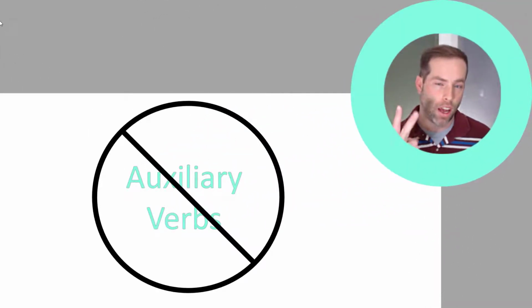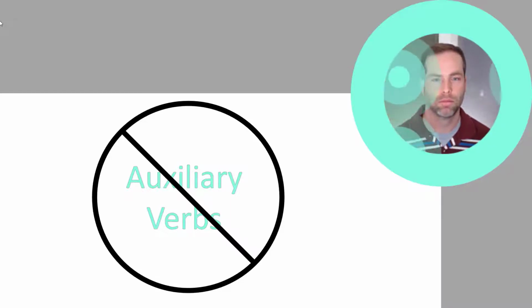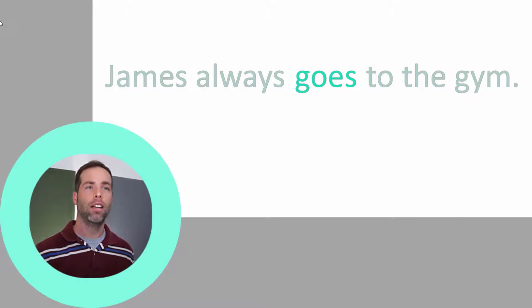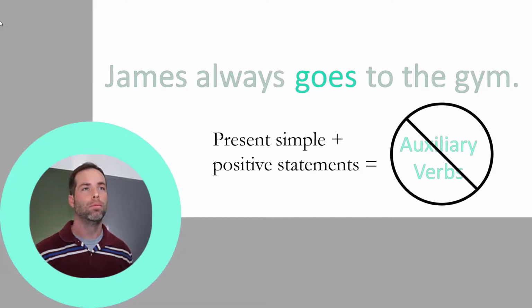There are 2 times when you will find no auxiliary verbs with a verb in a sentence. Let's look at the examples of when you will find that. In the sentence, James always goes to the gym, the only verb we have is goes. There is no auxiliary verb. Why? Because in the present simple tense, with positive statements, we have no auxiliary verb. Let's look at the other time when you will not find an auxiliary verb.